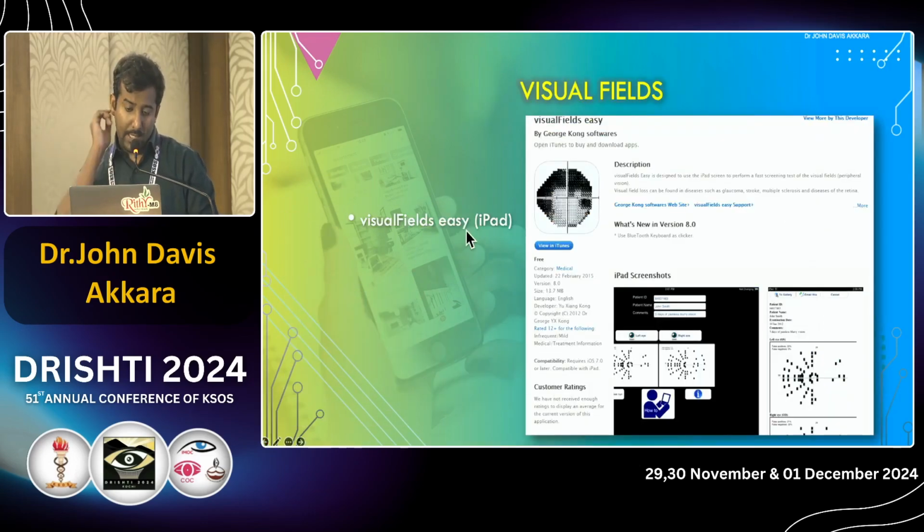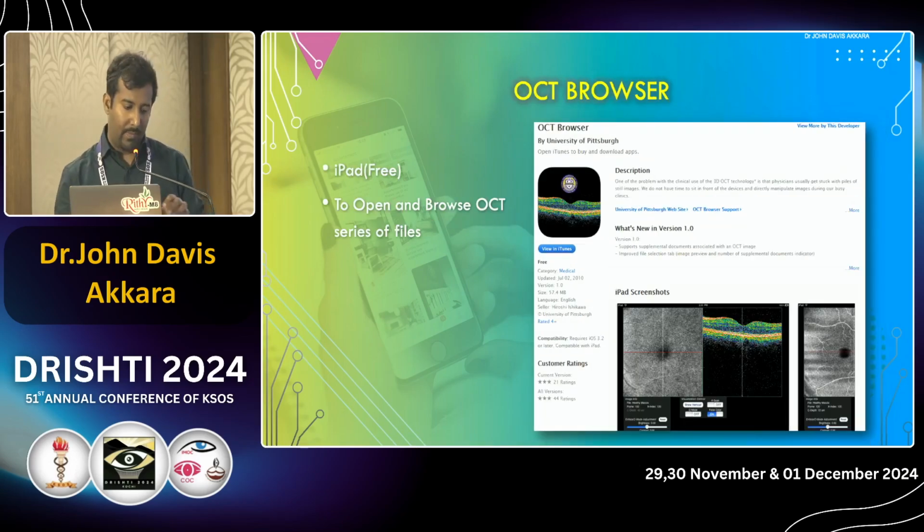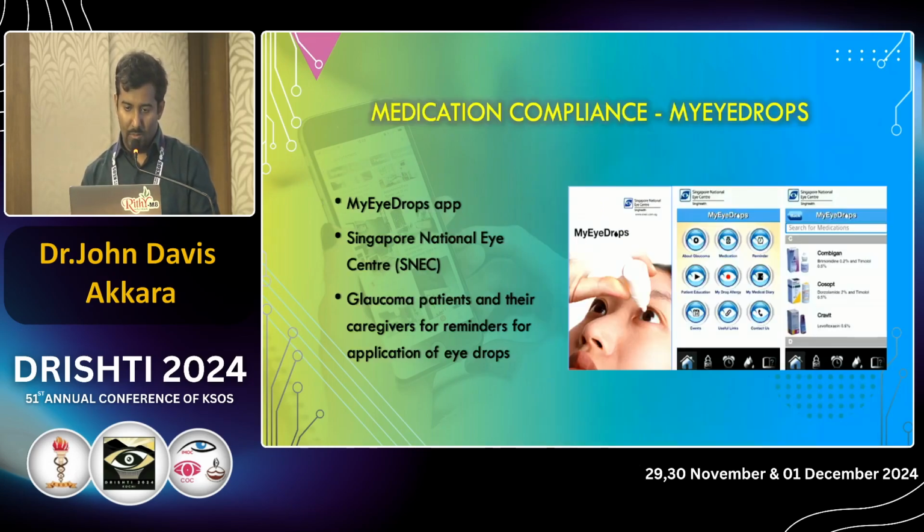Visual Fields Easy was the initial free version of the MRF field, so that is now a commercial device. Same Dr. George Kong had released the Visual Fields Easy app on the iPad. So if you want to do a very generic visual fields without sensitivity, maybe for neurological cases, you can do that. OCT browser, if you have the OCT files and you want to look through all the slices, this is something which you can use.